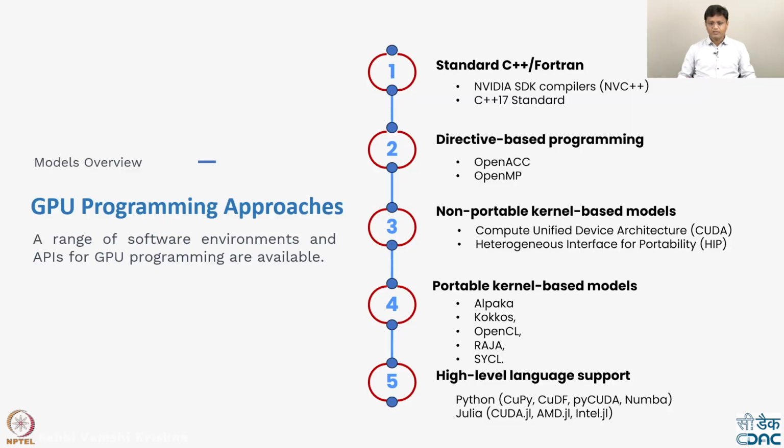Apart from Python, there is another language which is gaining popularity in the computational domain, that is Julia. Julia also supports NVIDIA GPU, AMD GPU and Intel GPU. By using the supporting packages, we can easily write portable, high level applications using this language, which can be easily ported to any architecture.